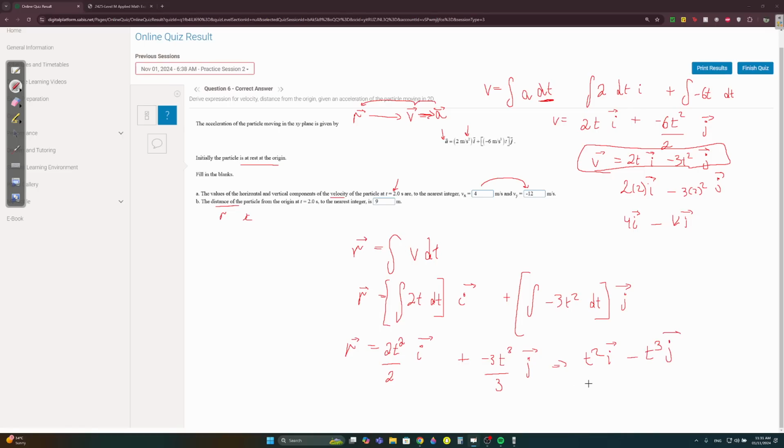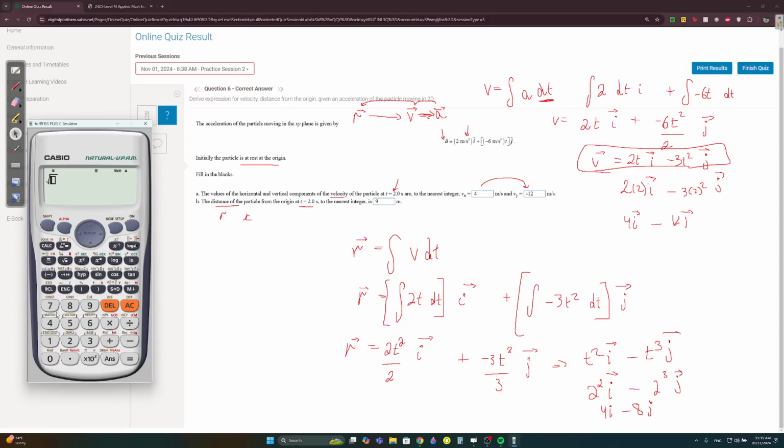At t equals 2 seconds, how much is it? Sorry, I think I did something wrong, but let me continue. At t equals 2 seconds, it's going to be 2 squared i minus 2 cubed j. So it's going to be 4i minus 8j. And they want the distance, so you should always know distance is the magnitude of the position.